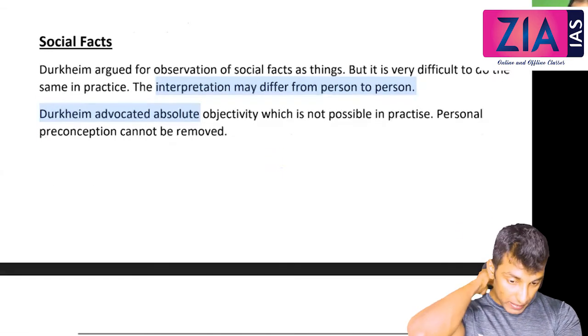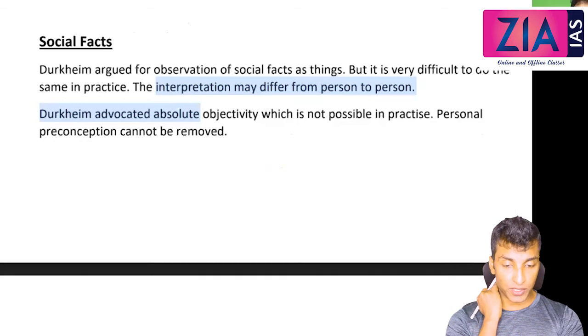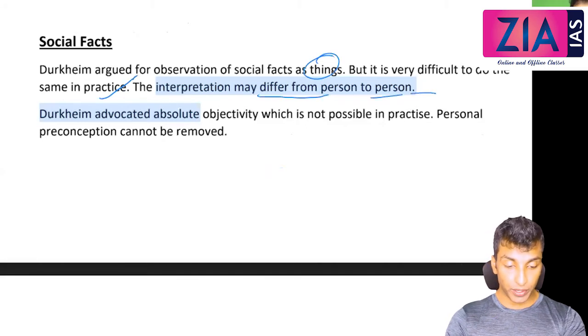So now we will go for specific points. Social facts: Durkheim argued for observation of social facts as things, right? But it is very difficult to do the same in practice. The interpretation may differ from person to person. Second point: Durkheim advocated absolute objectivity, which is not possible in practice. Personal preconception cannot be removed.